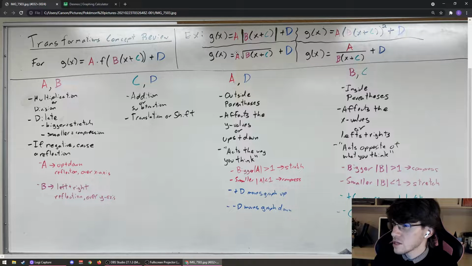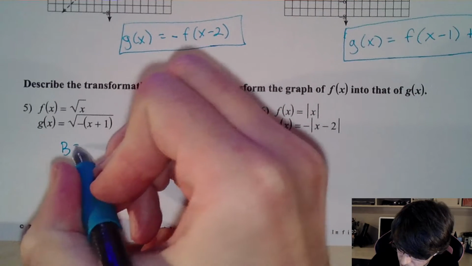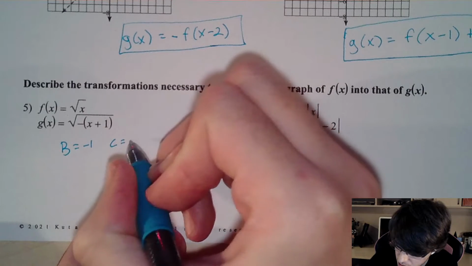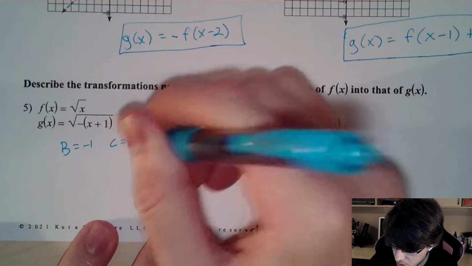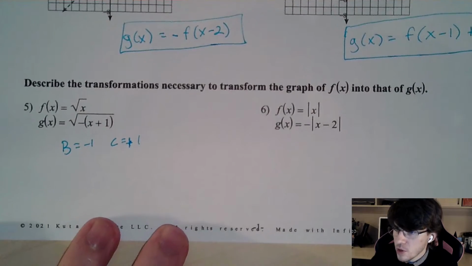We got to figure out, okay, A is on the outside, D is on the outside, B and C are on the inside. What is this going to look like? Looks like A out here, D out there. Okay, so A and D don't get affected. So it turns out that B is -1, and C is also going to be a positive 1 here, right?